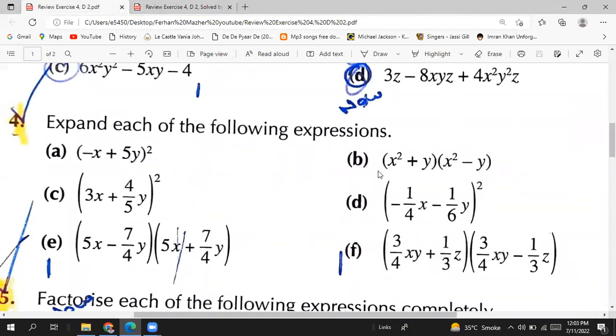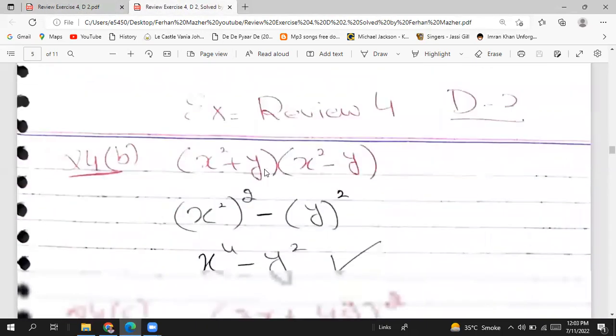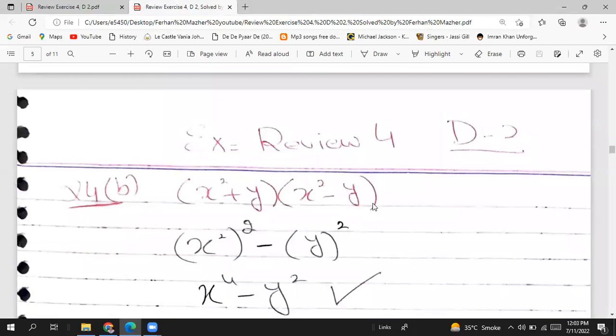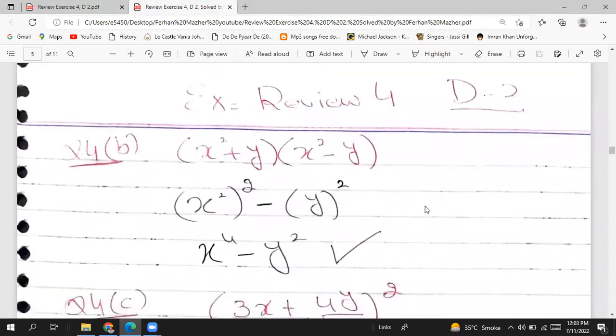Then the next question, B part, x squared plus y in one bracket, in the other bracket, I have x squared minus y. So this is question number 4, and it's B part. And this is like a plus b into a minus b. And when you multiply them, the answer is always a square minus b square.